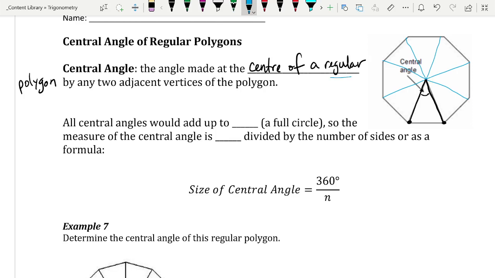If it's a regular polygon, they should all be the same. And notice that if you put all these angles together, what do you get? You get a circle. So it should be how many degrees if you added up all of them? It should be 360 because it's a full circle. So the measure of the central angle for one of them would be to take 360 degrees and divide by the number of sides, which is this formula here.